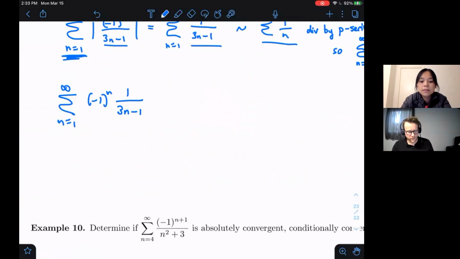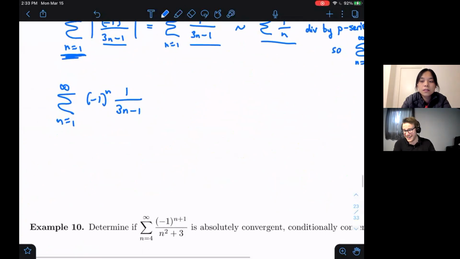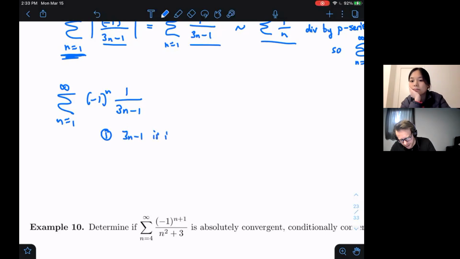But let's double check. In order for the alternating series test to apply, first of all, it needs to be an alternating series. It is. So we're already 1/3 of the way there. Then we need to have decreasing terms, right? Our b sub n's need to be decreasing. So I'll say that 3n minus 1 is increasing. So 1 over it, the reciprocal of an increasing function, is decreasing.